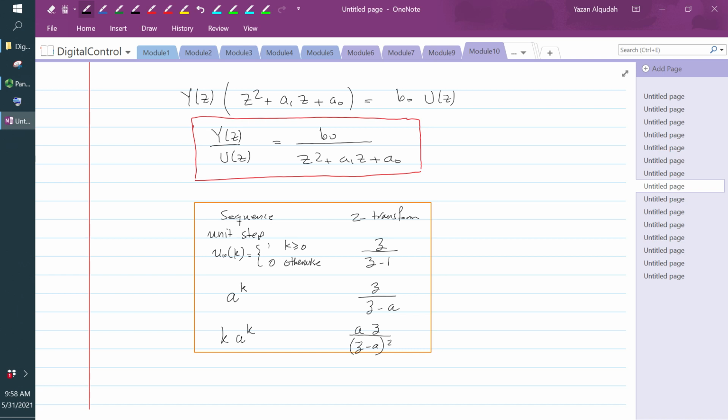So let me stop this module here and we'll continue on the next module. Let's refer to this as commonly used Z transform pairs.